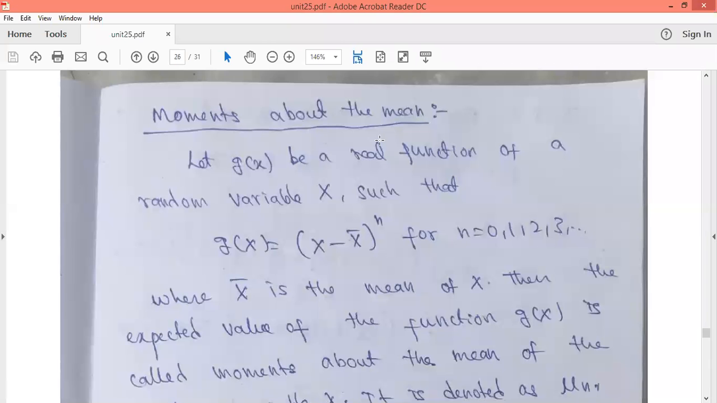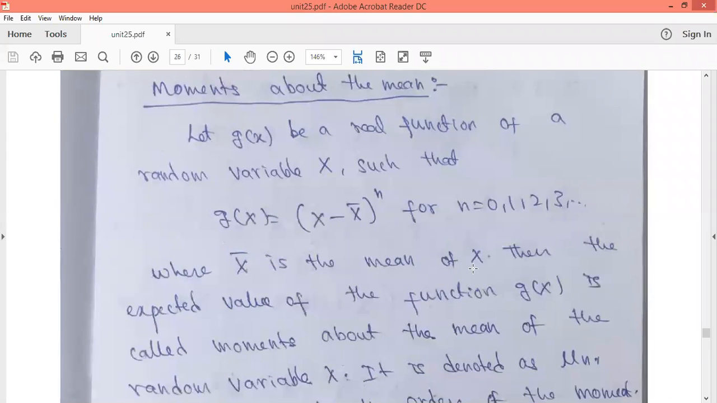So, moments about the mean. Let g of x be a real function of a random variable x. Then g of x can be written as (x minus x bar) to the power n. Here n takes the values 0, 1, 2, 3, and so on, and x bar is called the mean value of x.